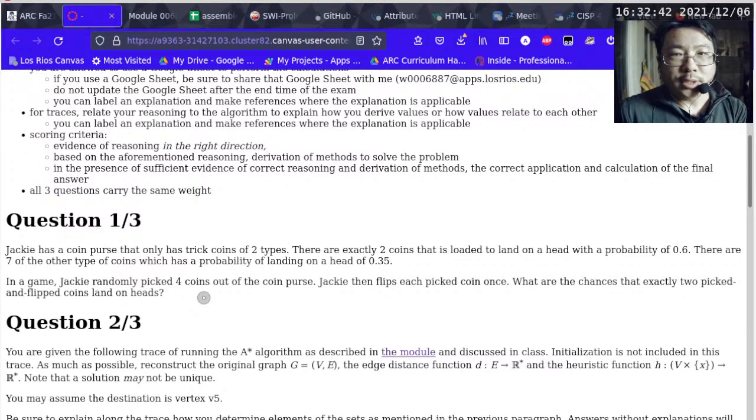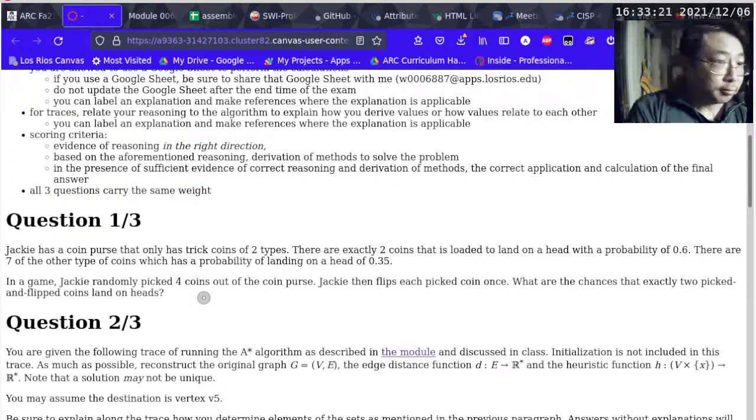So does everybody understand the configuration of the question? If there are any confusion about how it is configured, we should talk about that first. So let me ask you this question. How many coins are there? How many total coins are there in the purse? That's the first question. Yep, exactly. So there are 9 coins, and of the 9 coins, 2 are the ones that will have a chance to land on the head with a 0.6 probability, and then the other 7 would land on head with a probability of 0.35. Yep, there you go. So Armand is correct.